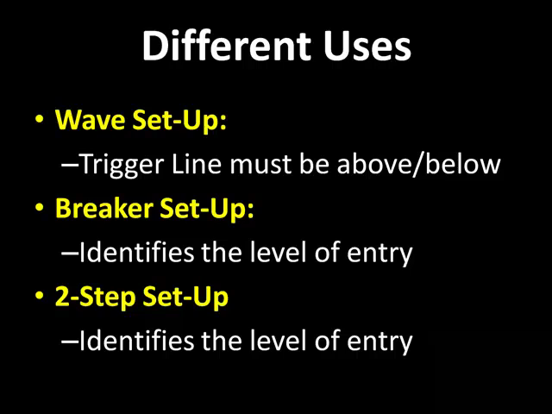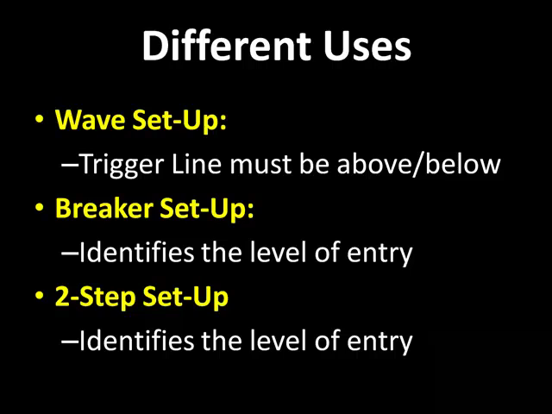Now for the wave pattern, the trigger line, right, that thin yellow line, the trigger line must be above for a long trade or below for a short trade that most recent swing high. So of course it has to be above that swing indicator. So in the wave setup, we use the swing indicator to make sure the trigger line is above it for a long trade or below it for a short trade.